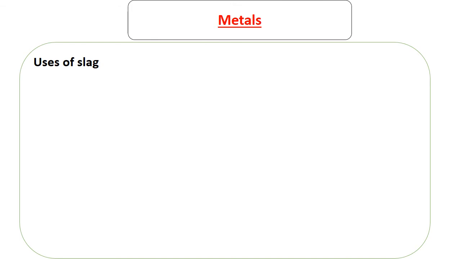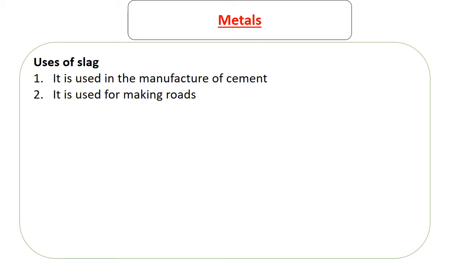Now, this slag has some special uses. Like I said, this is the most ingenious method of extracting metals. One of the uses is in the manufacture of cement. Second, it is used for making roads.